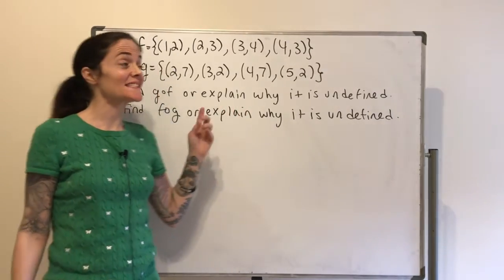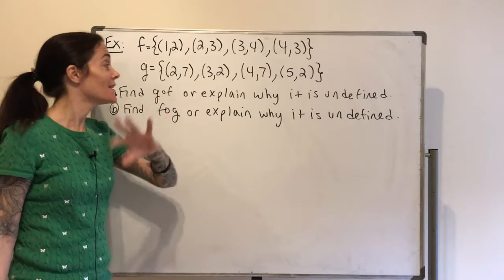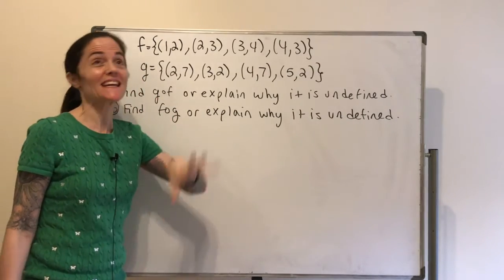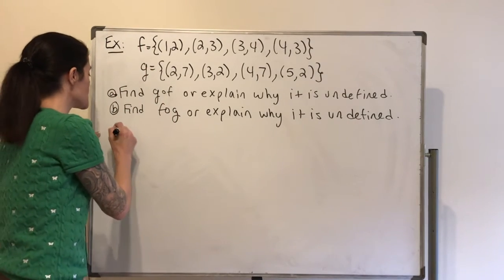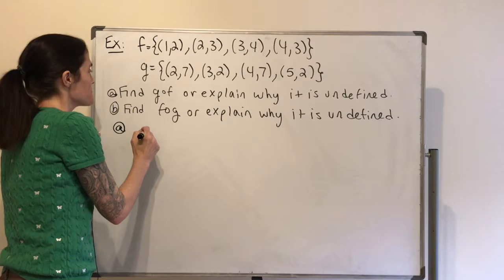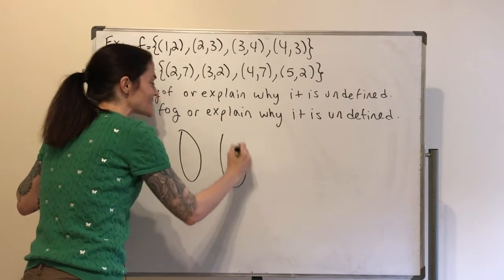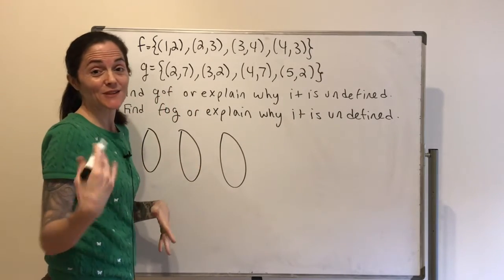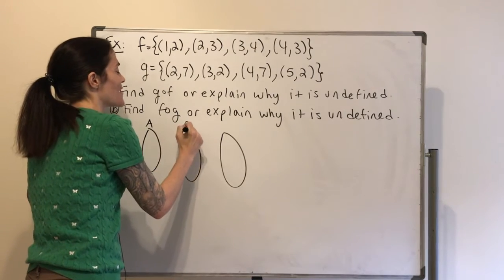Here's our first example. We're given F and G. Let's find G compose F, or explain why it is undefined. And then we will find F compose G, or explain why it is undefined. So let's do part A first. Well, maybe I will start by drawing this picture, and then we can write G compose F in terms of ordered pairs. So we have A, we have B, we have C.